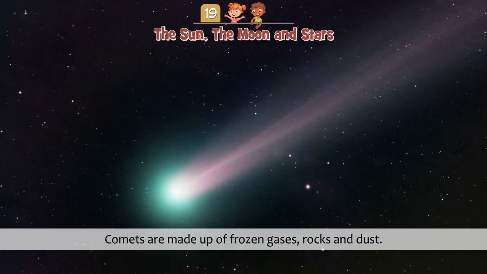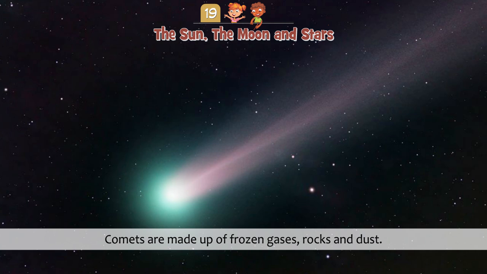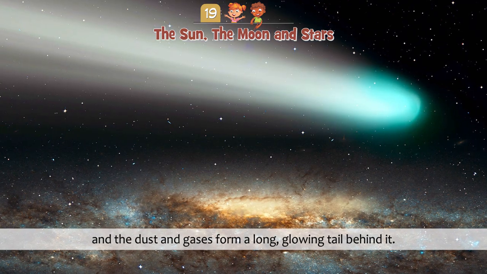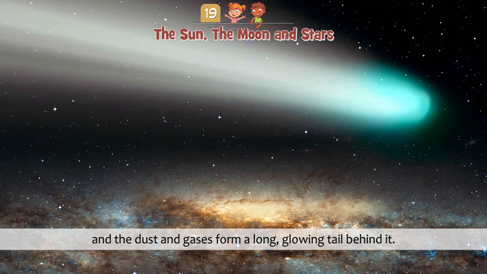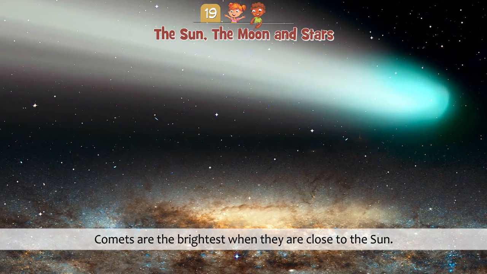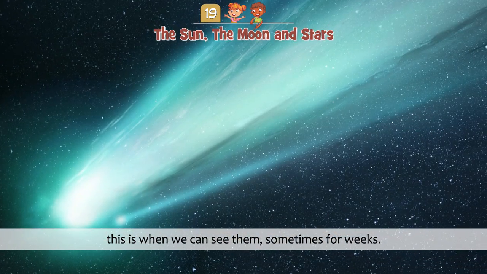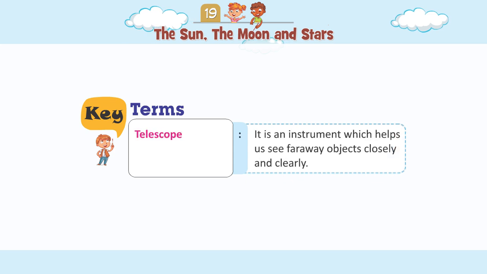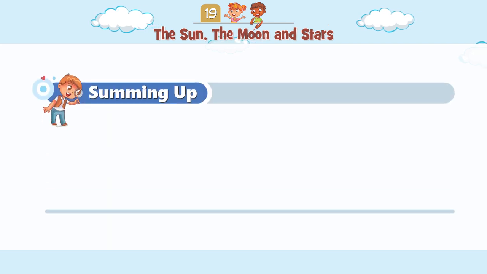Comets. Comets are made up of frozen gases, rocks, and dust. When a comet comes close to the sun, it heats up, and the dust and gases form a long glowing tail behind it. Comets are the brightest when they are close to the sun. This is when we can see them, sometimes for weeks. Key terms. Telescope. It is an instrument which helps us see faraway objects closely and clearly.